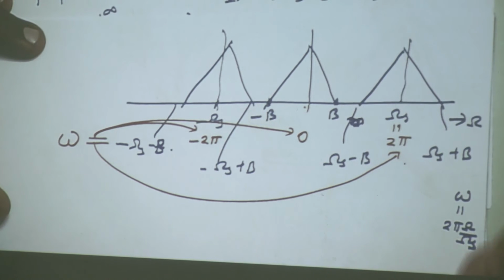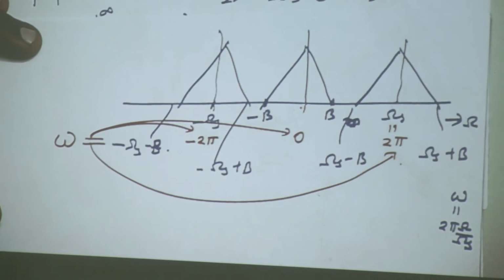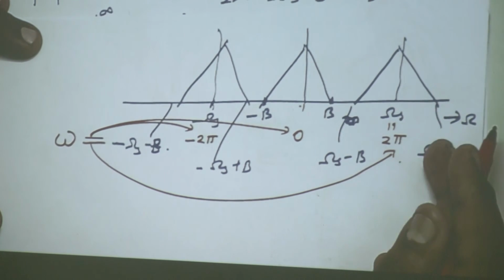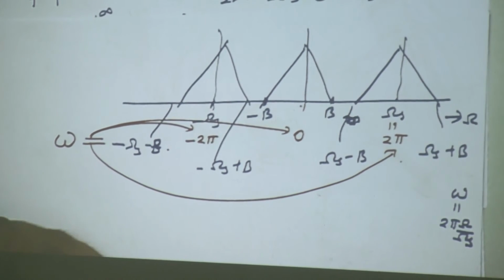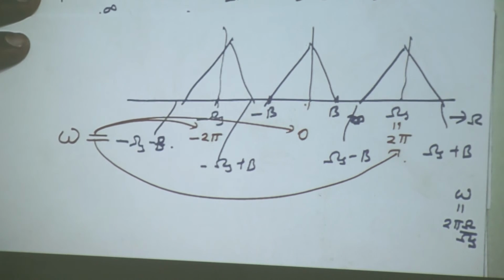These are the values of small omega. So small omega always will remain in radians. Capital omega values are omega s, 2 omega s, and so on. So friends, we are trying to prove logically the sampling theorem.